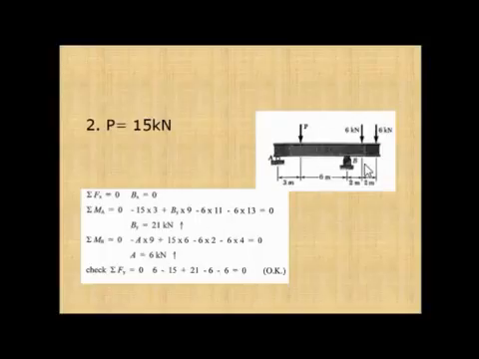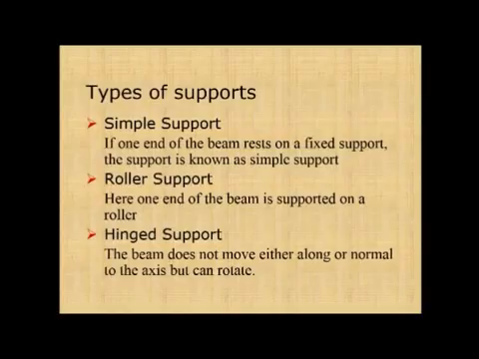For this equilibrium system, the main thing is that the summation of all the forces in both axes should be 0, and the moments will also be 0. So you can proceed in the reverse manner also to get other variables if they are asked in the question. Now there are different types of supports, like simple support, roller support or hinge support. In case of simple support, if one end of the beam rests on a fixed support, the support is known as a simple support.